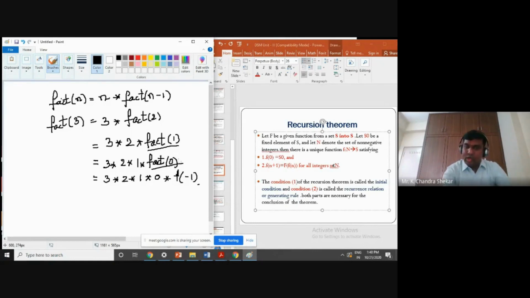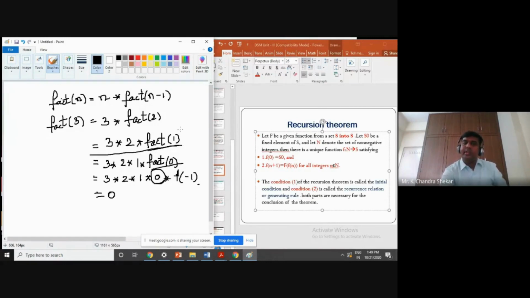Without stopping at these steps, if I proceed further, then what is happening? 0 is getting multiplied here. Once 0 is getting multiplied, the factorial of 3 will become 0. Not only factorial of 3, take any factorial, it will become 0 only. So it is totally destroying the concept of factorial. So you need to have a particular condition where you stop.